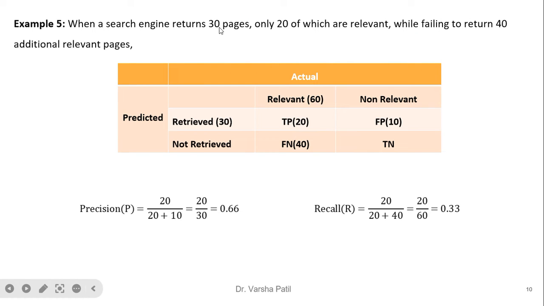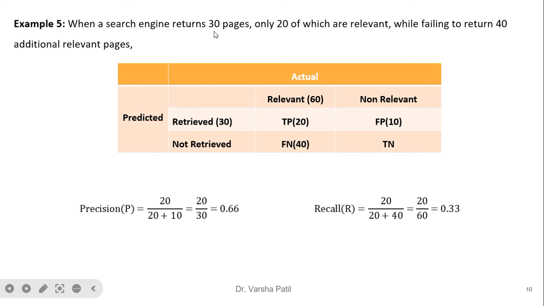A search engine returns 30 pages, only 20 of which are relevant, while failing to return 40 additional relevant pages. As we solve the problem, we find that TN is not actually required. In some problem statements TN is not given. We only need to calculate the precision and recall, so we concentrate only on these 3 values.